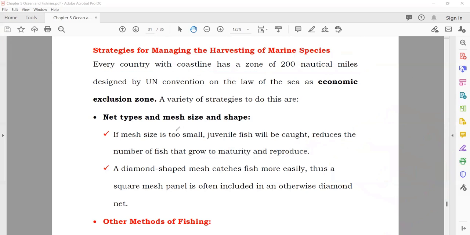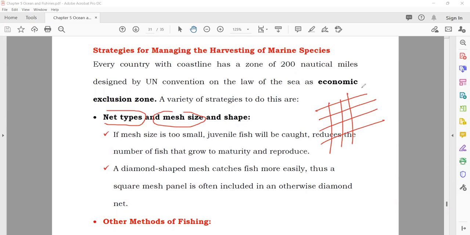This is the thing. After that, they're saying net size, net type and mesh size. Net type, we discussed that, the drift one, the trawl one. Mesh size, what does mesh size mean? For example, this is a net. The size of this box, this is the size. This is known as the mesh.